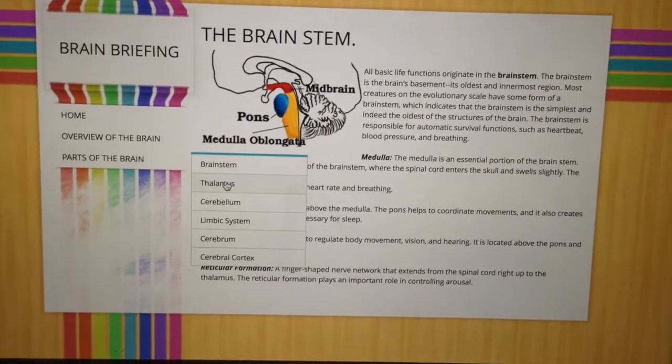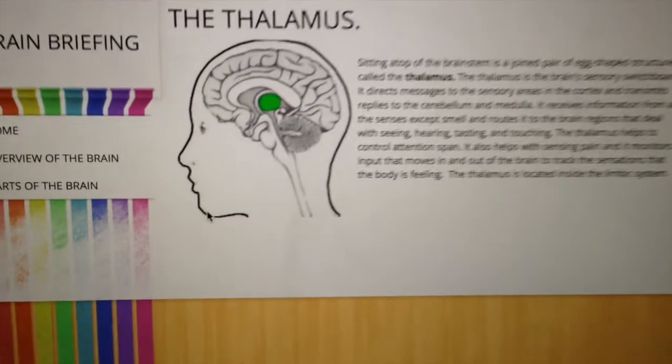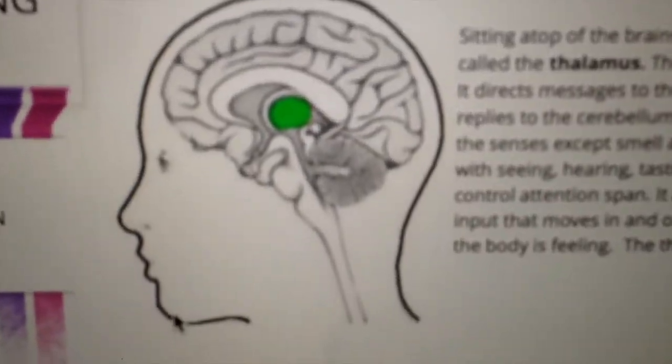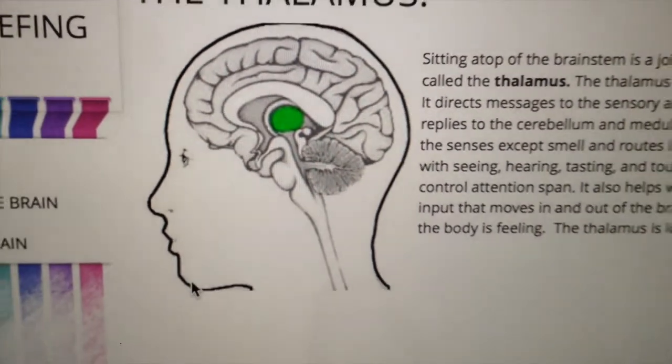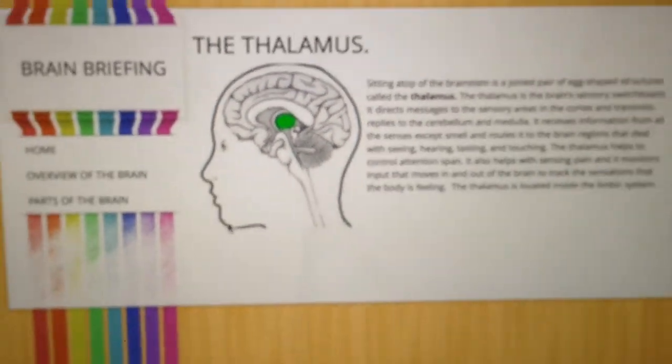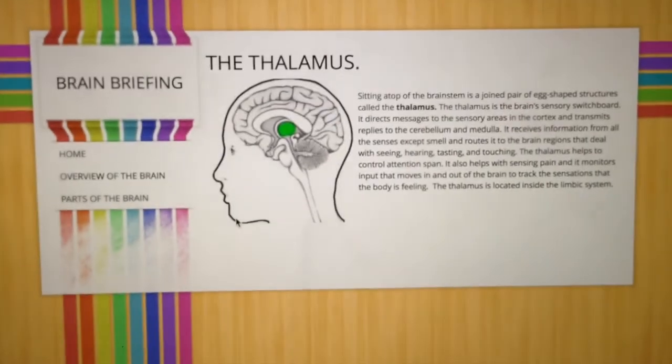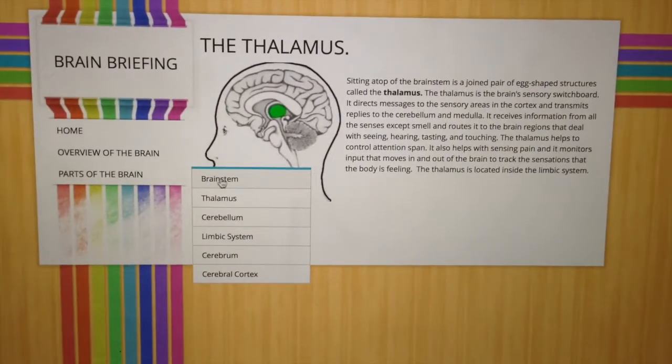Sitting on top of the brainstem is a joined pair of egg-shaped structures called the thalamus. The thalamus is the brain's sensory switchboard. It receives information from all the senses except smell and directs it to the brain regions that deal with these specific senses. We are now moving on to the cerebellum.